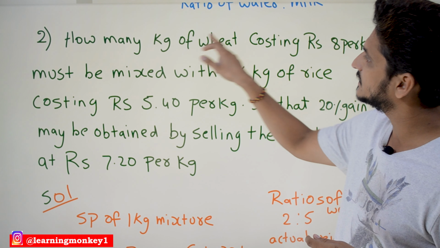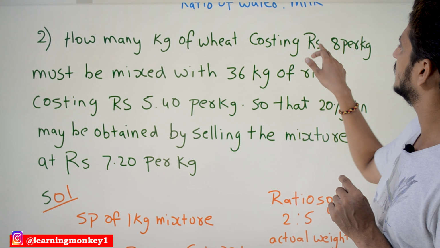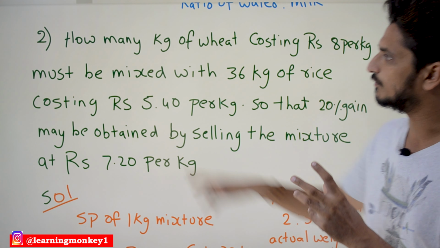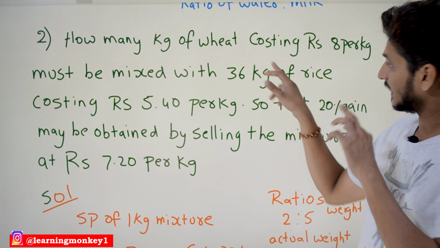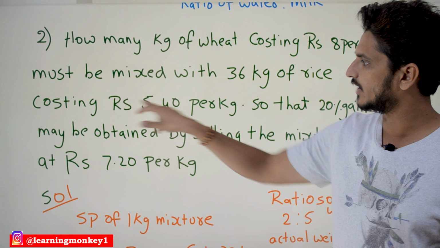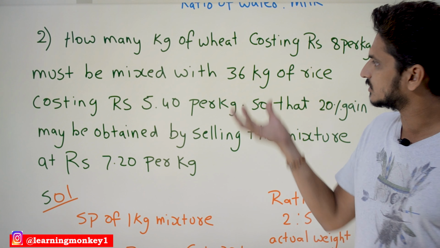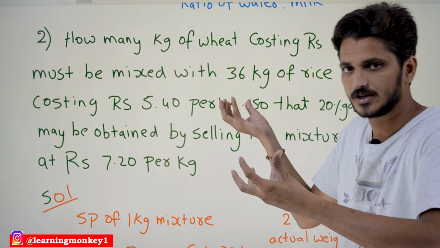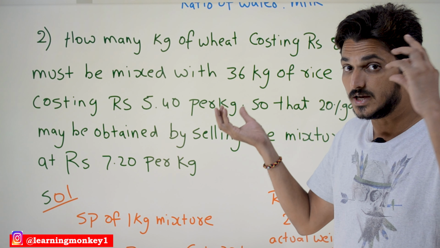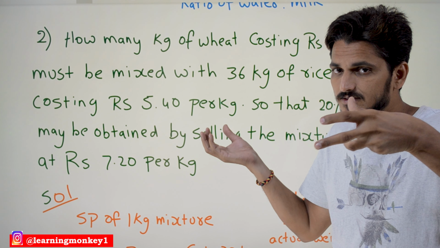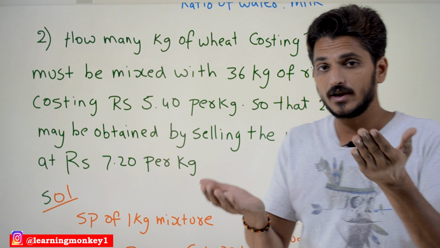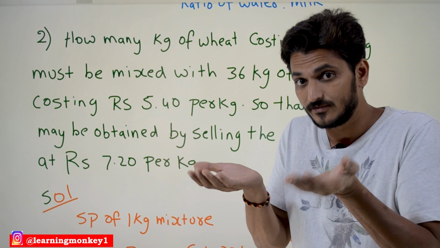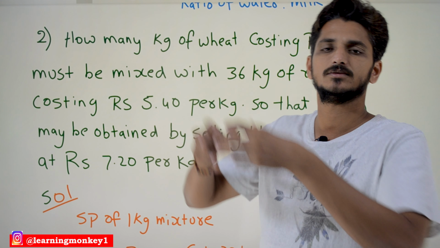How many kg of wheat costing rupees 8 per kg must be mixed with 36 kgs of rice costing 5.40 per kg? So in this 36 kg of rice, we need to mix some kgs of wheat. We need to identify how many kgs. If you identify at what ratio you want to mix, you can identify kgs.